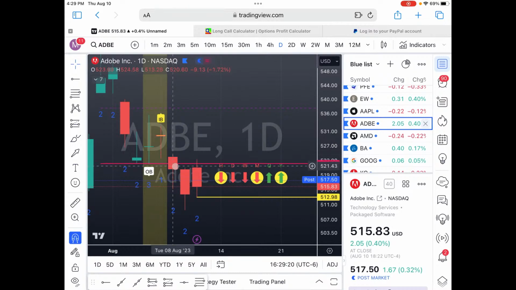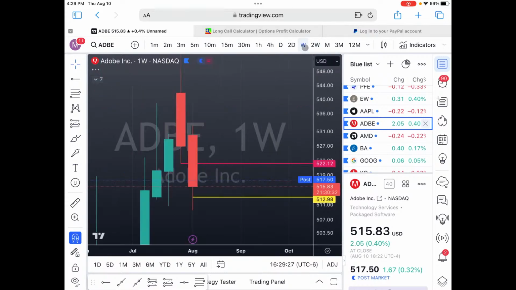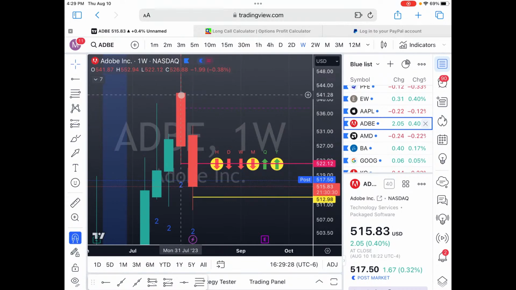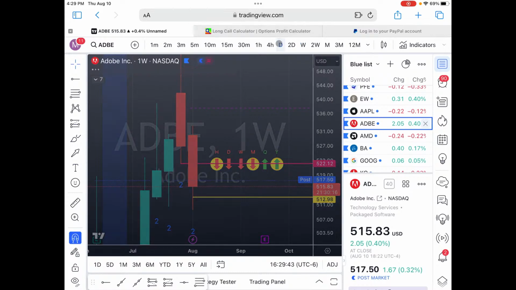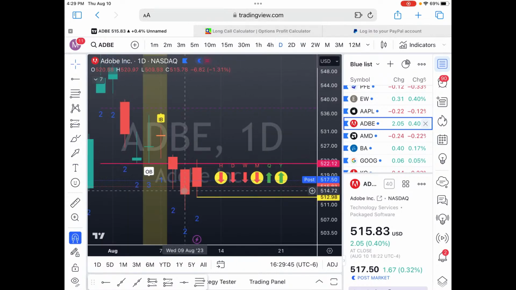Okay, so I talked about this pink line here. That pink line represents my weekly trigger. So if we go to the weekly on Adobe, we had a 2 up that finished red, which we talked about earlier. We broke to the downside. We've hit targets, and then we reversed. But we are still 2 down on the week, okay? And we are still through our trigger on the week. So that's telling me that there's more potential for a downside move on Adobe. We'll see if we hit that tomorrow.